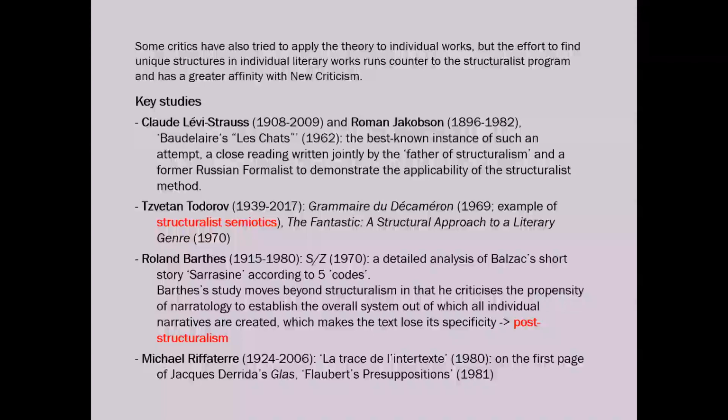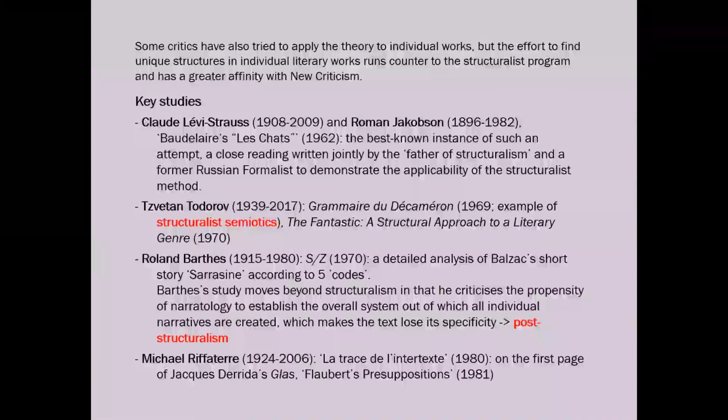First of all, there is a very interesting jointly written study by Claude Lévi-Strauss, perhaps a leading 20th century anthropologist, and Roman Jakobson, who started as a Russian formalist, then joined the Prague Linguistic School and became a structuralist. He wrote for about 60 years of the 20th century, so he could do that. And they produced a close reading of a 19th century French poem by Baudelaire. It's the best known instance of an attempt at close reading a text written by two structuralists, one a structuralist anthropologist and the other steeped in Russian formalism, to show how you apply a structuralist model. It demonstrates the applicability of the structuralist method on a literary text, and it's an incredibly detailed study, breaking it down into atoms almost, based on a structuralist model of analysis.